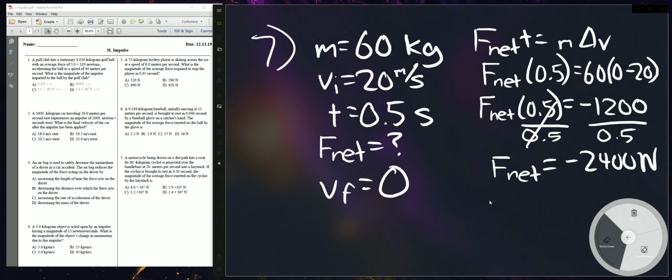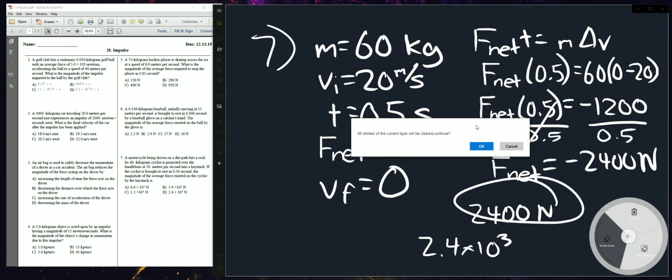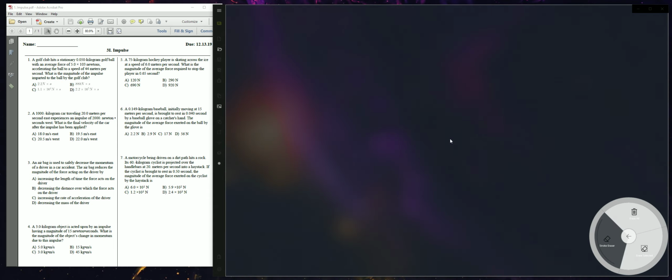And they want the magnitude, so you don't even care about the negative sign. And the answer should be 2.4 times 10 to the 3, and that is D. Choice D. Alright, that concludes the impulse one.